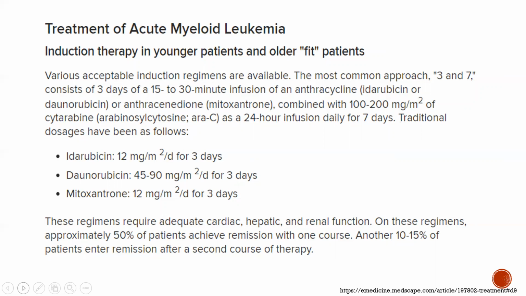Traditional dosages have been as follows: cytarabine 20 milligrams per square meter of body surface per day for 3 days. Daunorubicin 45 to 90 milligrams per square meter of body surface per day for 3 days. And mitoxantrone 20 milligrams per square meter of body surface a day for 3 days. These regimens require adequate cardiac, hepatic, and renal function. On these regimens, approximately 50% of patients achieve remission with one course. Another 10 to 15% of patients enter remission after a second course of therapy.